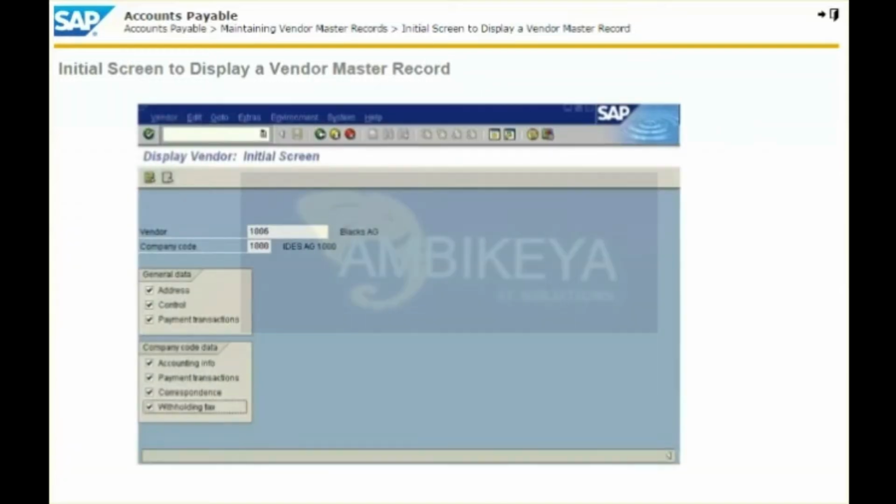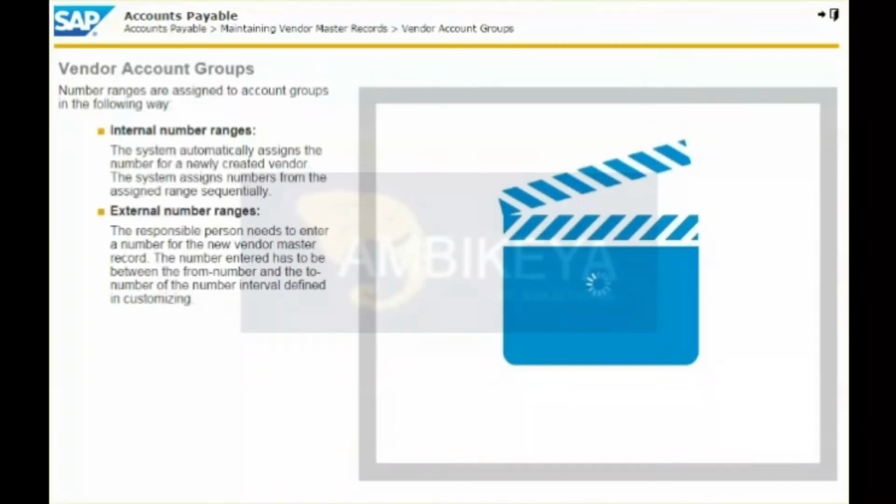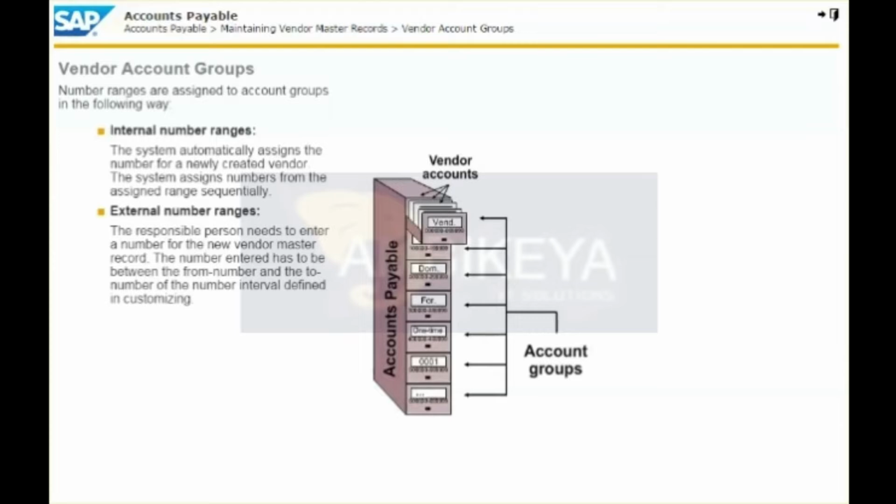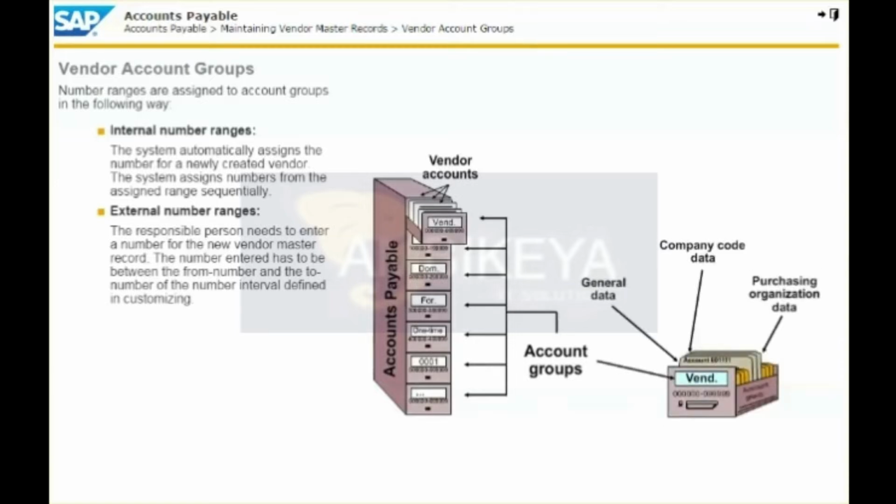This slide shows the initial screen to display a vendor master record. Vendor accounts can be divided into various account groups in the same way as GL accounts. They can be organized and managed more easily. The account group controls the screen layout of all areas of the vendor master record, not just the company code data, as is the case with GL account groups.